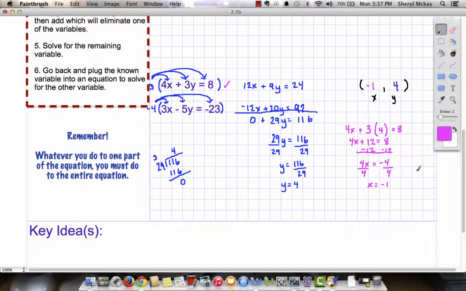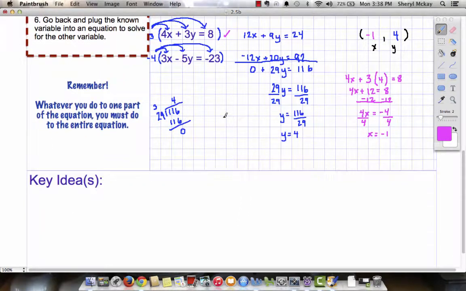So the important thing to remember is that whatever you do to one part of the equation, you must do to the entire equation. So when I'm trying to turn my x or my y into something specific and I'm multiplying it by another number, I have to remember that I multiply everything in that equation by that number to keep it all balanced and equal. So that's an important thing.